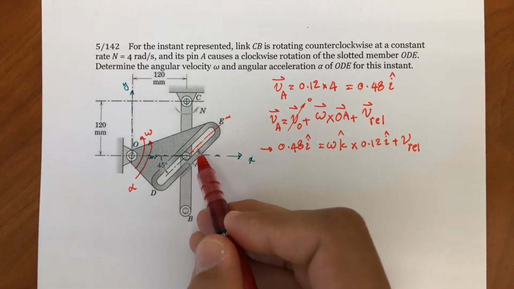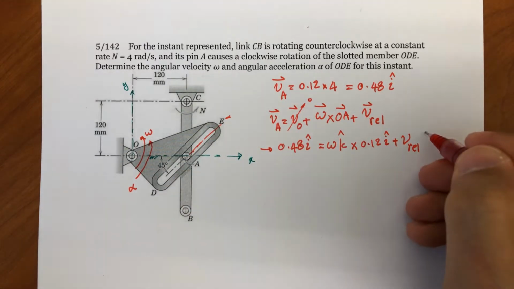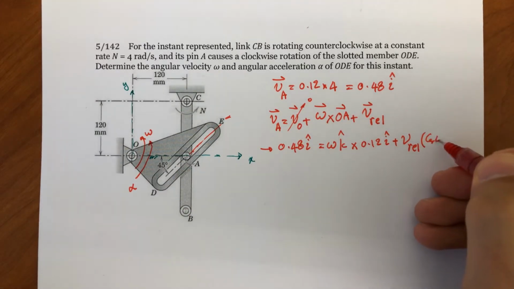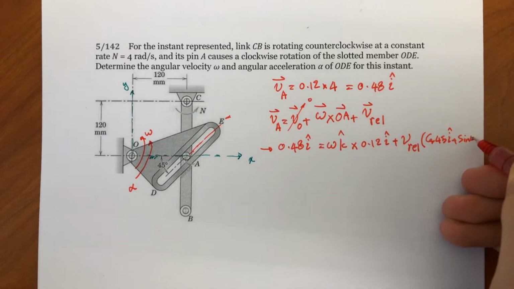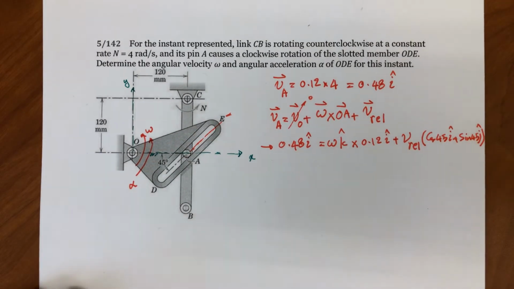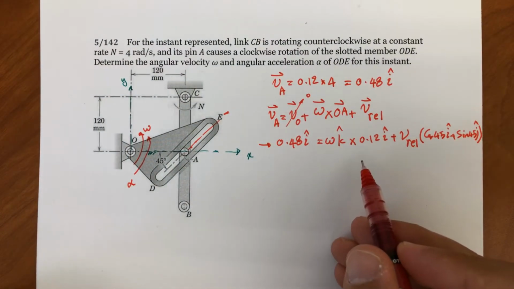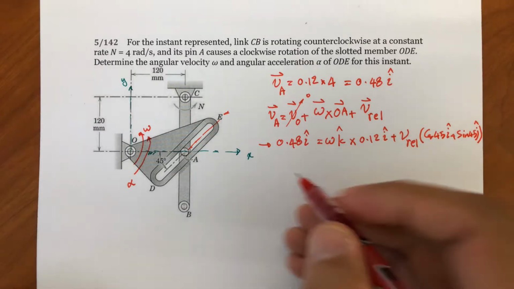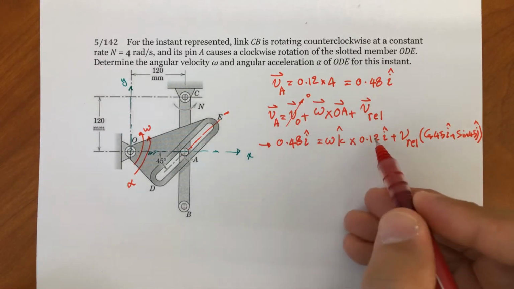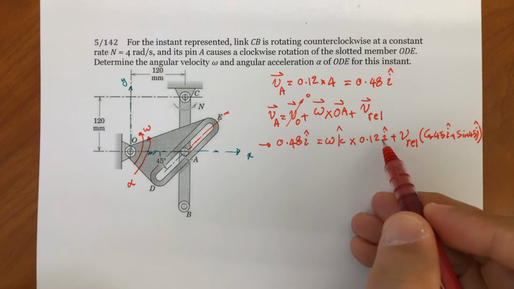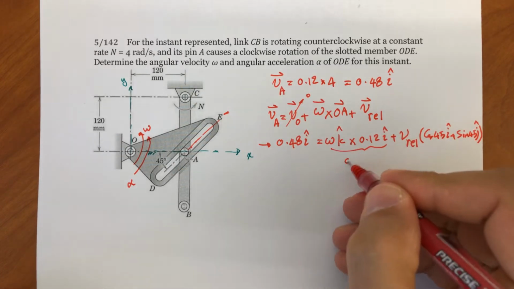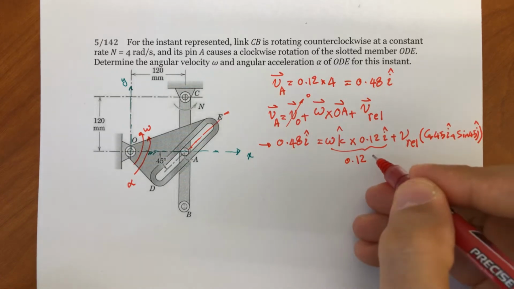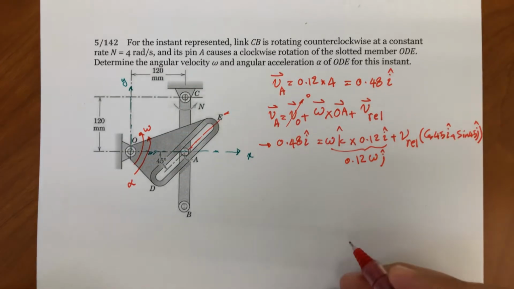And this angle is 45. So the direction is going to be cosine of 45 in the I direction plus sine of 45 in the J direction. Now, if I separate I and J terms, then I'm done. But before that, let's do this cross product. K cross I is J. So all together this is going to be 0.12 times omega in the J direction.